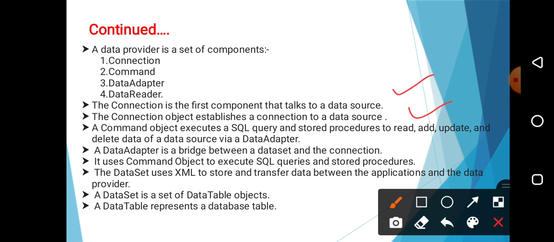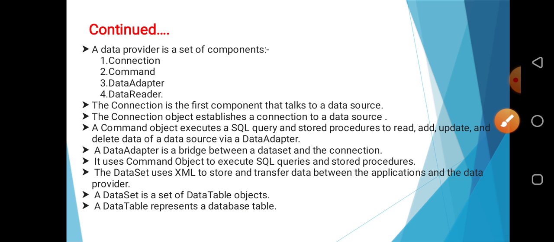The command object executes the command, and the data adapter provides the bridge between the dataset and the connection. It uses the command object to execute the queries, and the dataset uses XML to store the data. What exactly is the dataset? A dataset is a set of data table objects. And what does a data table mean? A database table. You all know this concept, what exactly the database is and what exactly the tables are.